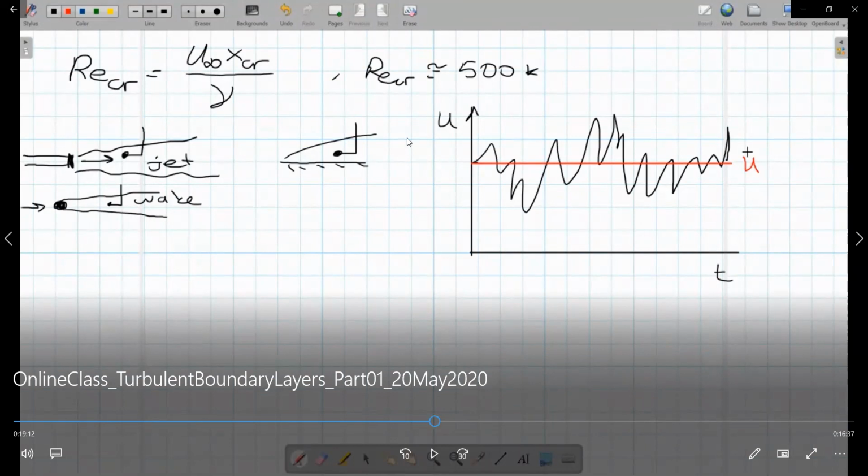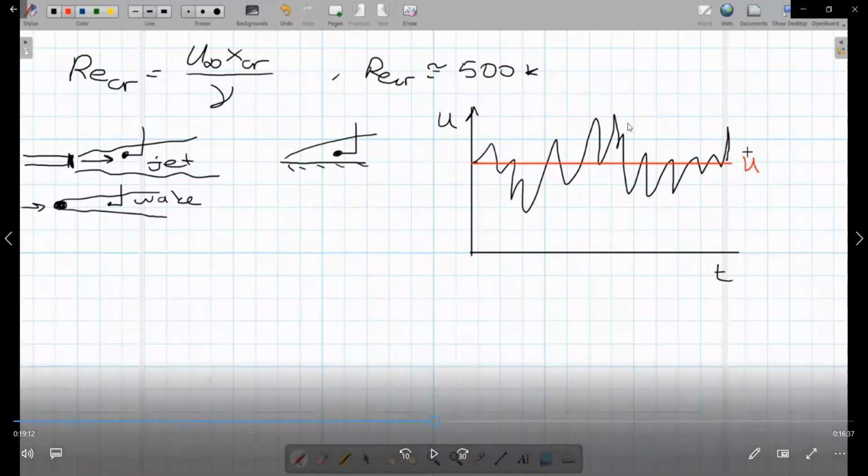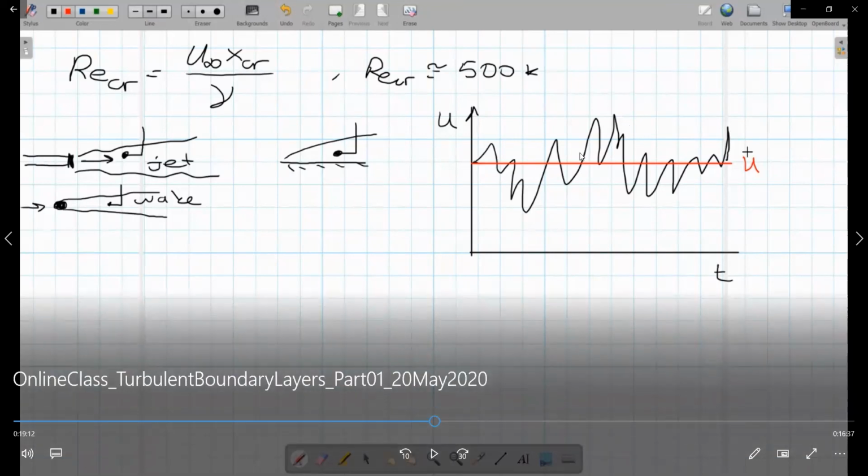Now, if you look at the instantaneous velocity, u is time dependent, yes? You can see the black variation here. So the instantaneous flow in a turbulent flow that we're talking about is unsteady, time dependent, right? So the question is, what about the mean flow, the average flow? Is it time dependent? If you look at the mean flow, the u bar velocity, the red line, is it time dependent?